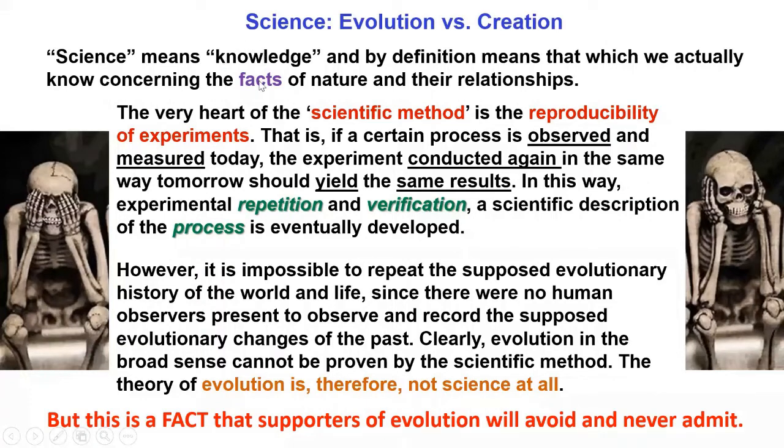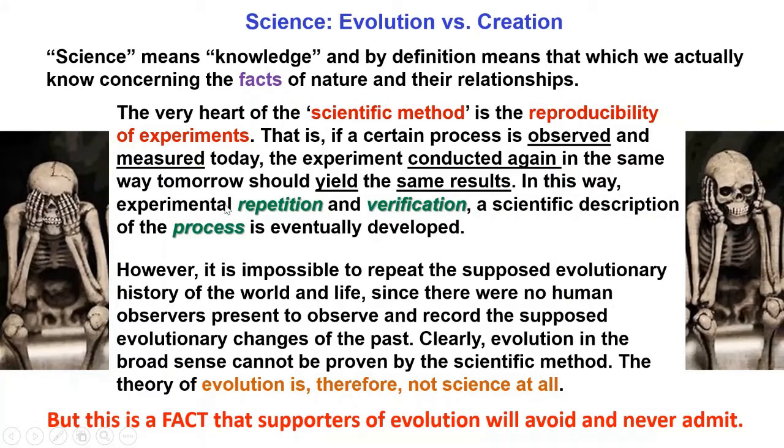So science means knowledge, and by definition means that which we actually know concerning the facts of nature and their relationships. The very heart of the scientific method is the reproducibility of experiments, something that you can do again and again. A certain process is observed and measured. And then the experiment is conducted again the same way tomorrow, and it should yield the same results. That's the scientific method: experimental repetition and verification. You repeat and then you verify or you prove it.